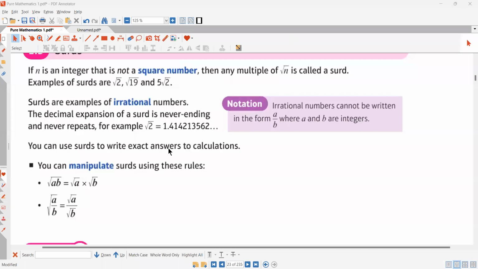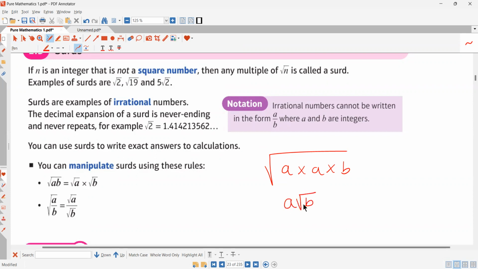What else was there? For example, if somebody gives you this kind of equation, a into b, notice this is a square. I call this a jail. If you have a square yourself, then you can come out of the jail. I always say a story like that. So you can actually write it in the form of a root b.